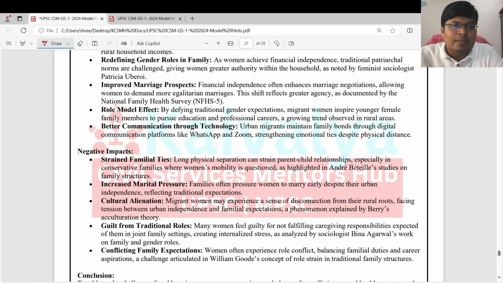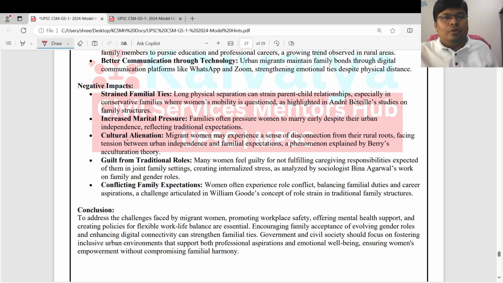The negative impact means strained familial ties, the distance from families, not having regular contact. In such a situation, the woman may have to face work pressure, because recently we are hearing of incidents from Pune, where a woman committed suicide due to workload or work pressure. So such an example you can quote over here.